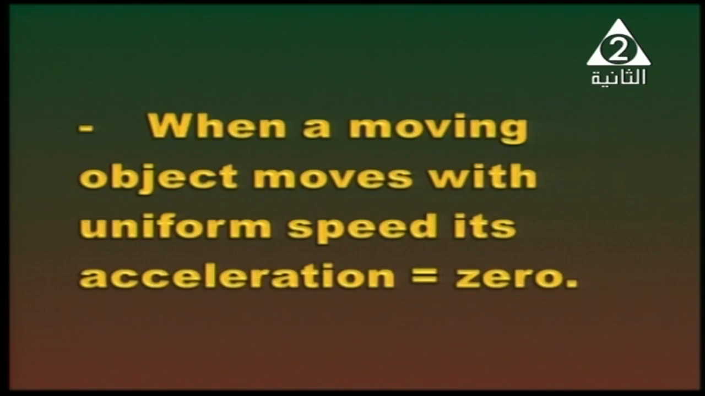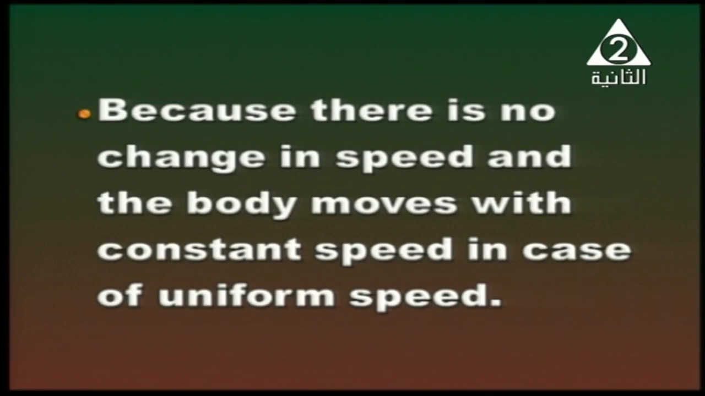When a moving object moves with uniform speed, its acceleration equals 0. Because there is no change in the object's speed, its speed is constant, so there is no change in the speed in uniform speed and the acceleration becomes 0.